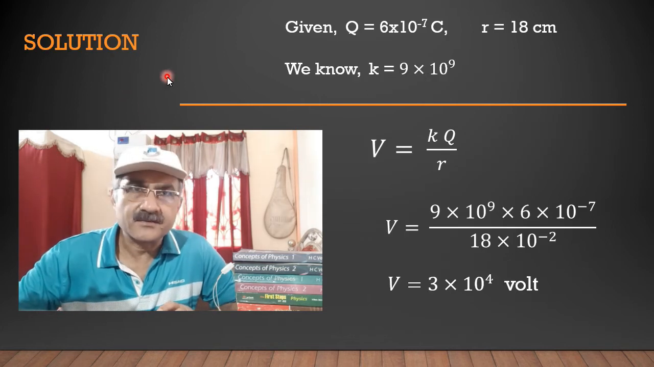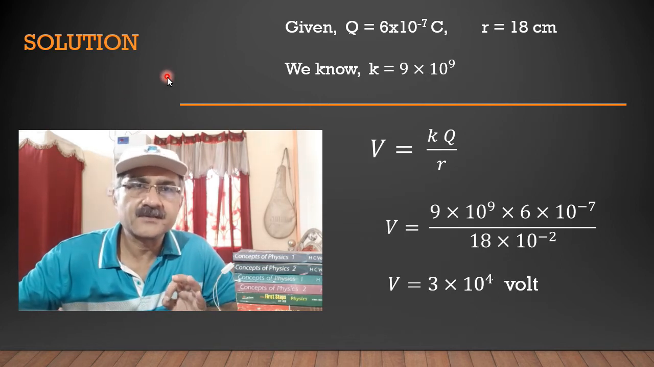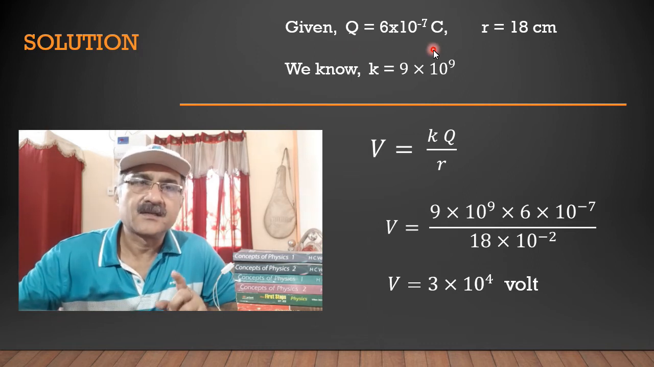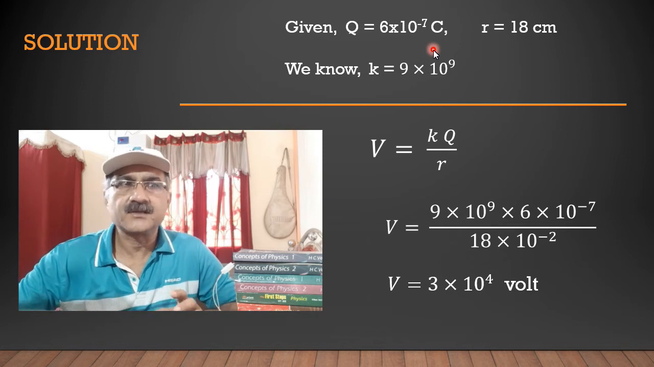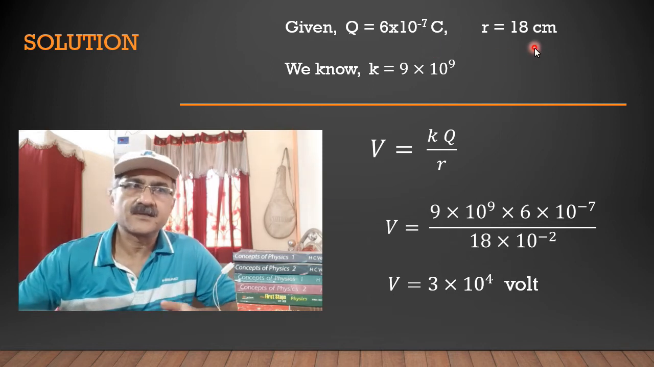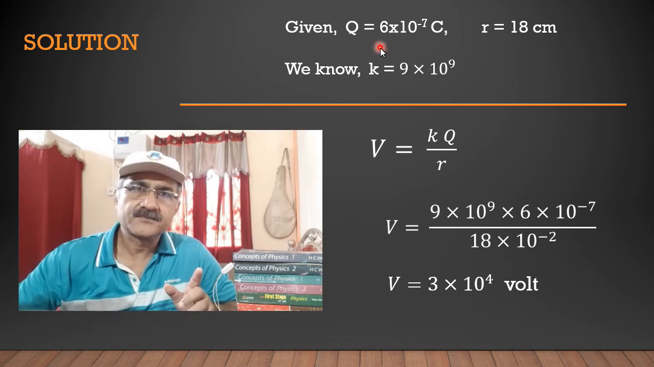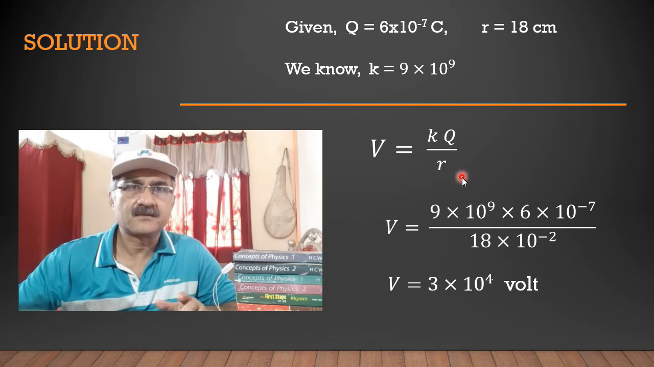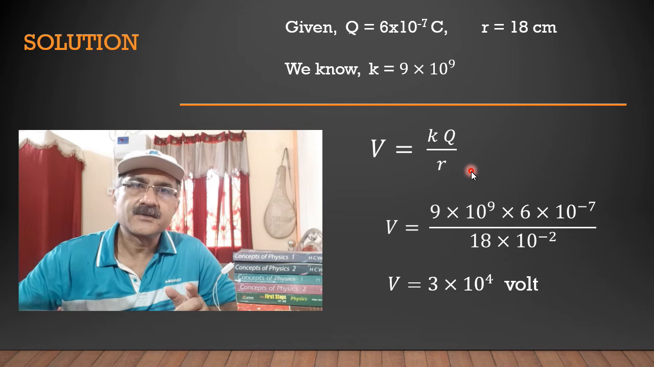To solve this question, the first point we have to understand is that the charge is a point charge. Its value is given, and the point where we have to find the potential is at a distance of 18 centimeter, which is given. Since this is a point charge, we have to use the formula V equal to KQ by R. This we must be able to recall in the exam. After that, it's pretty simple.